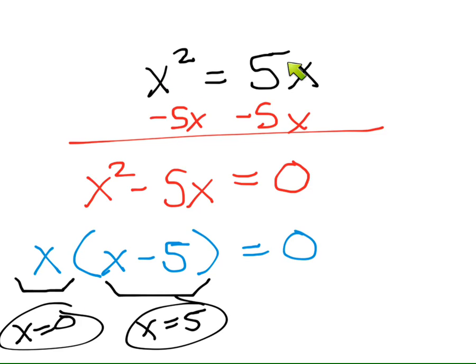Again, if I went back to the original problem and plugged it in, is 0 squared equal to 5 times 0? Yeah, that's 0, right? And is 25 equal to 5 times 5? Yep, that's 25. So those are the two solutions. But setting it equal to 0 made it a lot easier.